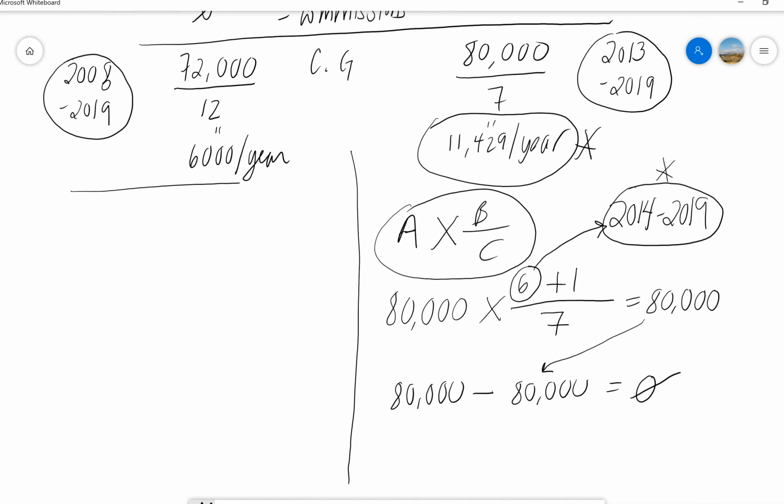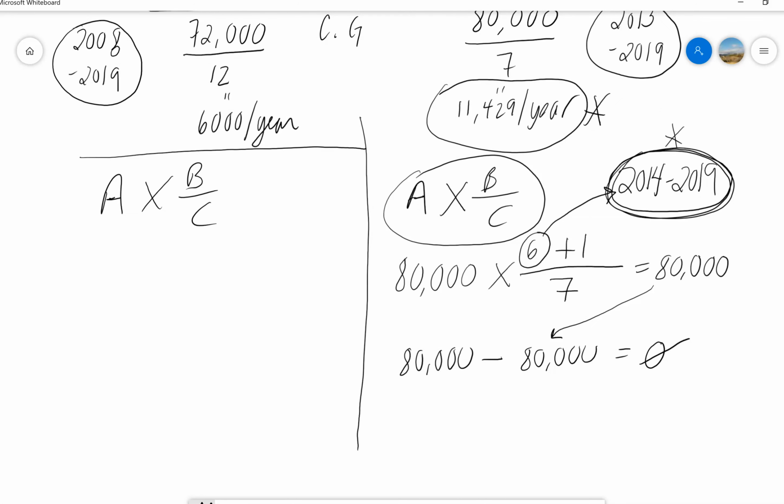Now, we also can eliminate some of the capital gain on the Surrey property, but because we used up some of the years already, in particular 2014 to 2019, we cannot use those years for the Surrey property. So when it comes to the Surrey property, we do the same thing. A times B over C. Now for the Surrey property, the A amount is the 72,000.